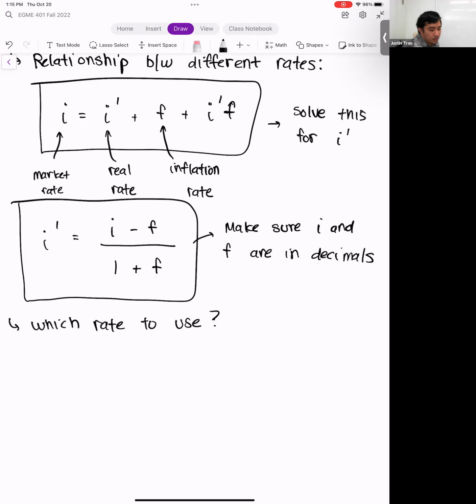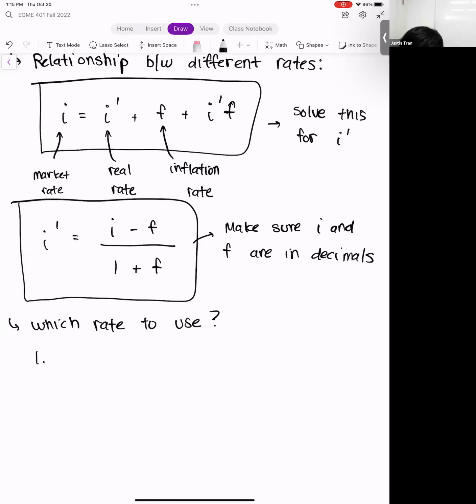Let's talk briefly about which rate you should use in a given situation. At least for the problems that I'll write for you, I'll tell you explicitly which rate to use, unless it's something I want you to determine. But out there in the real world, it's good to know which rates refer to which one.